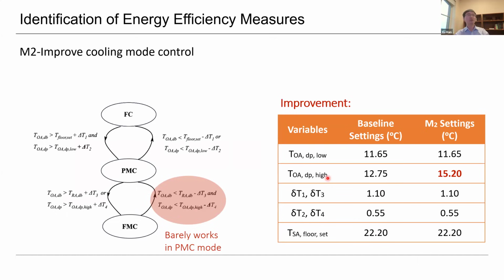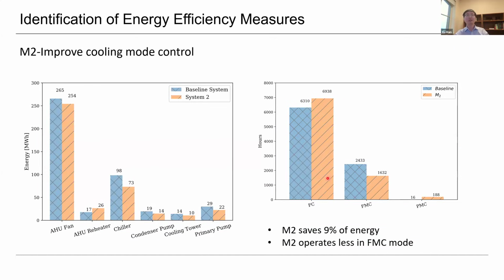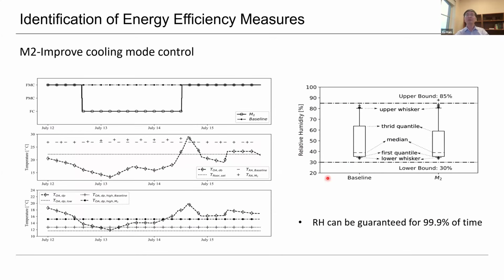Okay. But one potential problem is if you increase the threshold for the dew point temperature of outdoor air, one potential risk is the moisture, right? So we also double check their moisture to make sure they are within the recommended and acceptable range. Okay, and this is the detailed plot for the system dynamics.